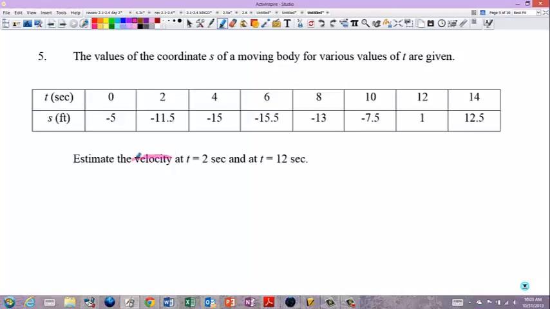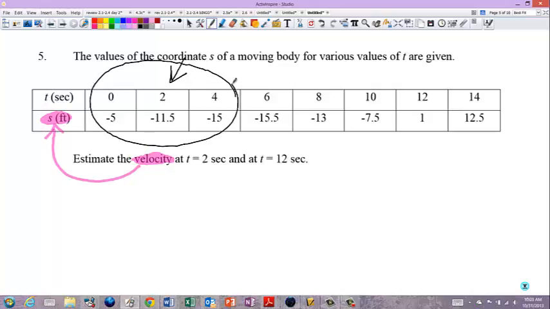To find the velocity, the only way that you can find a derivative, because this is position, so I'm taking the derivative, is the slope. And if you're looking at 2, you're going to go on either side of 2. So it's like you're using the point 0, negative 5, and 4, negative 15, and you're finding the slope. Negative 15 minus negative 5 over 4 minus 0. That's negative 10 over 4.